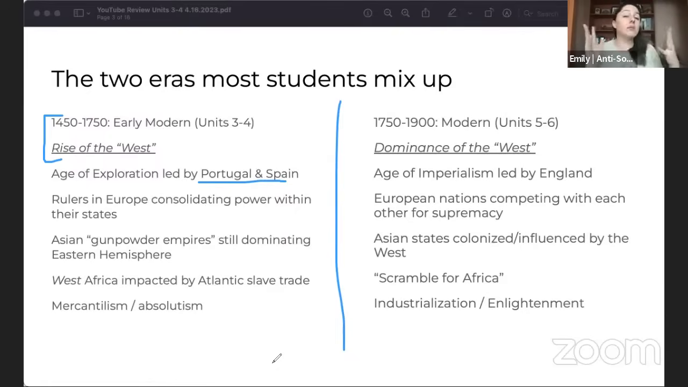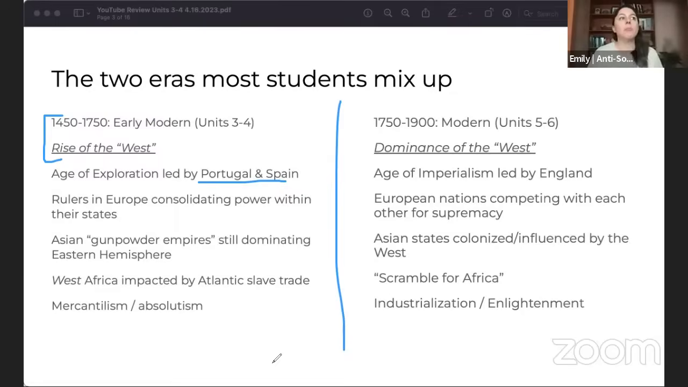The Europeans are starting to rise. They're starting to come out of their dark age, their Middle Ages. They're starting to navigate and explore, but they're mostly focusing their time and attention on the Americas, where it's going to be easier to conquer because of disease, right? And the Asian gunpowder empires are still incredibly powerful. The Europeans aren't really going to mess with them very much in this era.